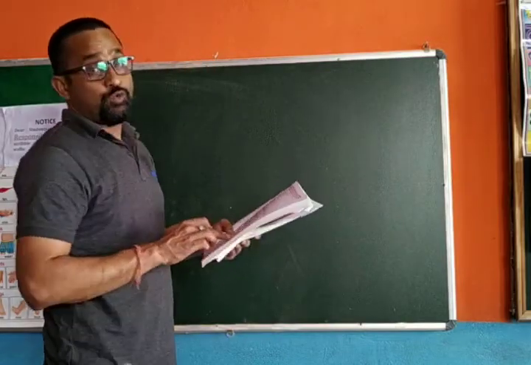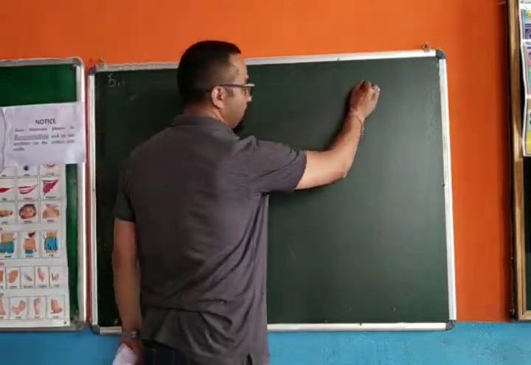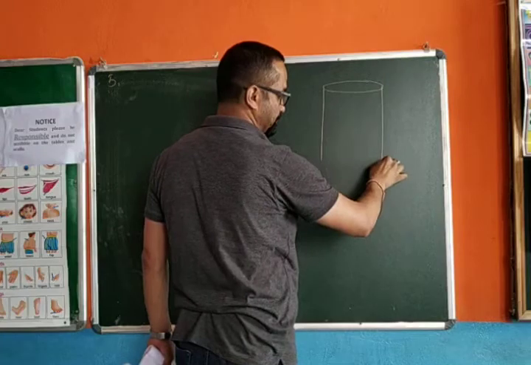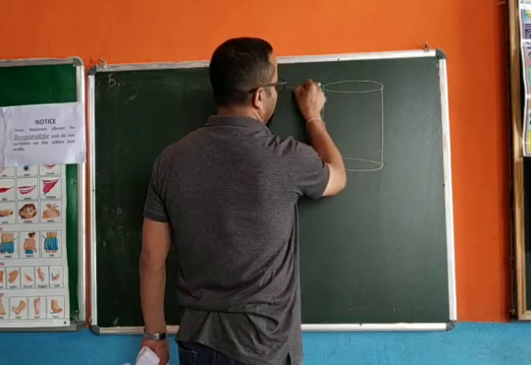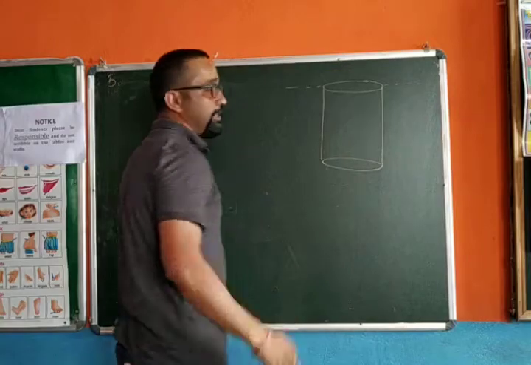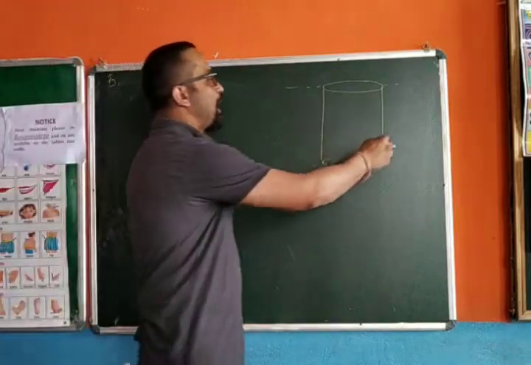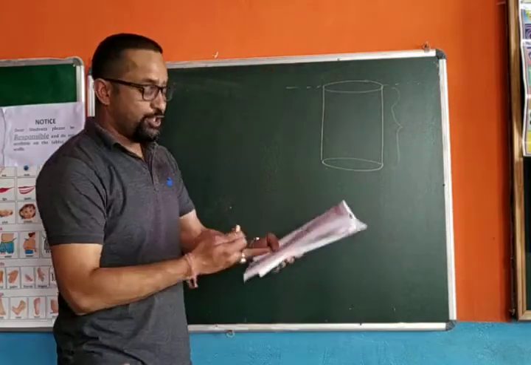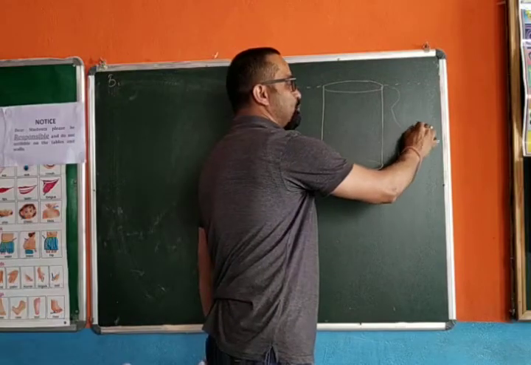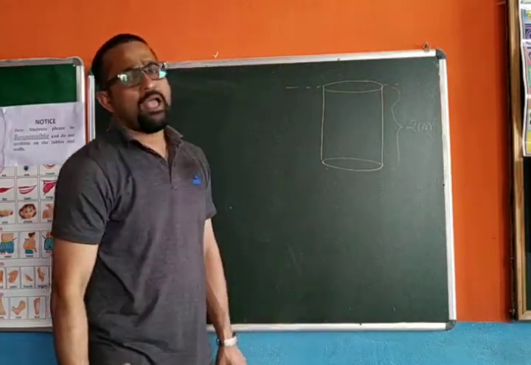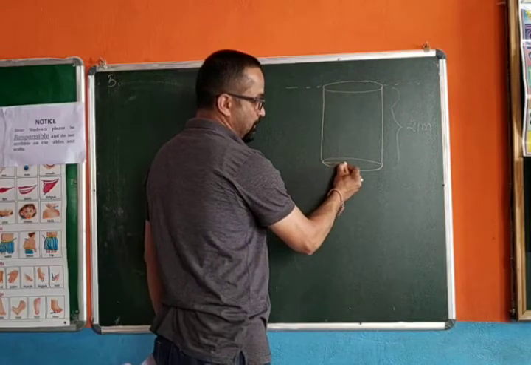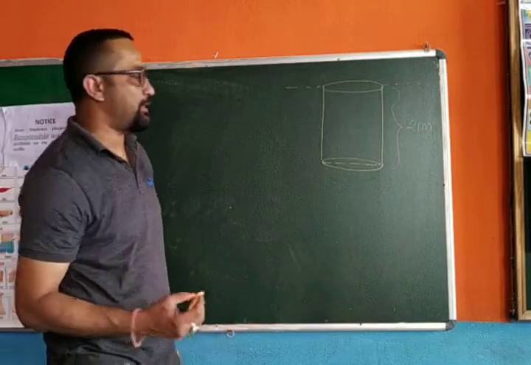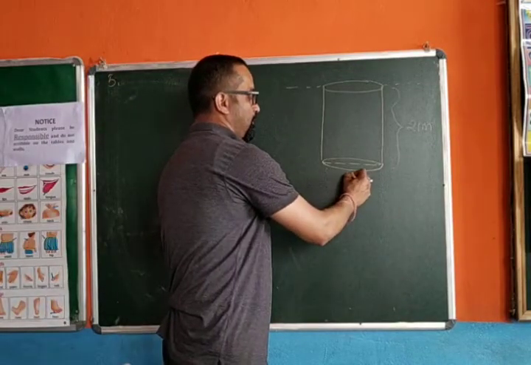It says that the well is 20 meter deep. If you look at the figure, a well is in the form of a cylinder. It is beneath the ground, so we have depth, and depth is considered as the height. In the book it's given 20, so I'm taking 21 meter. And the diameter is given as 2 meter, I'm taking it as 3 meter.